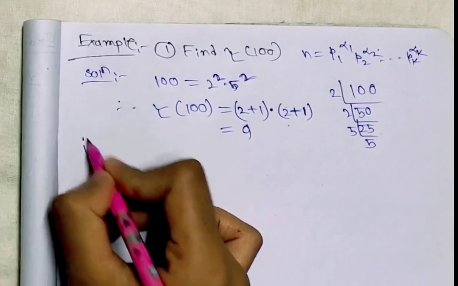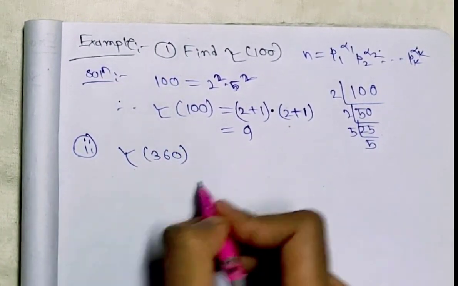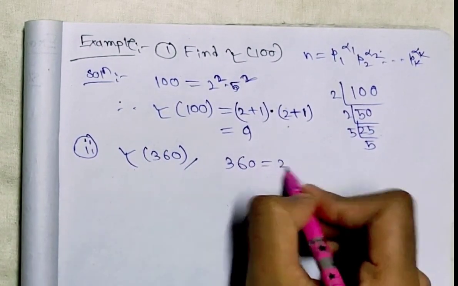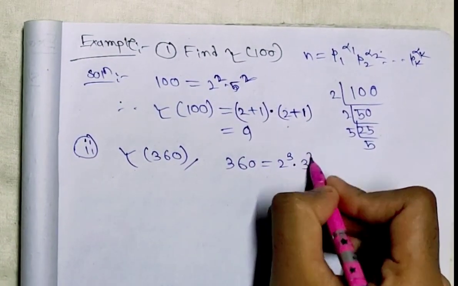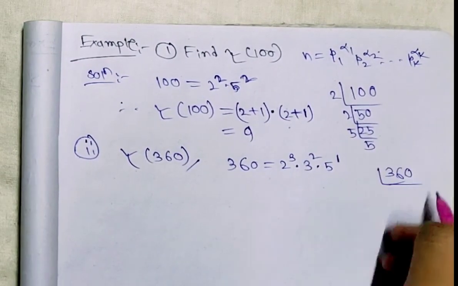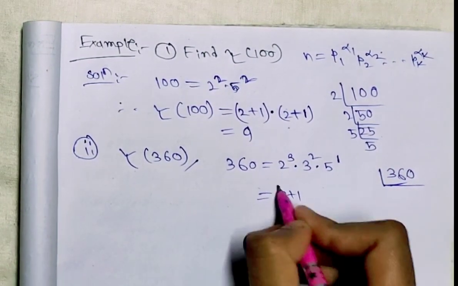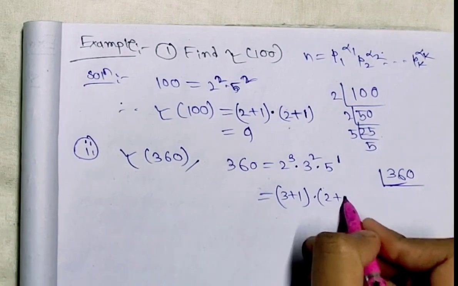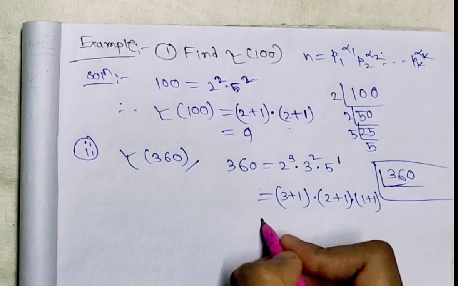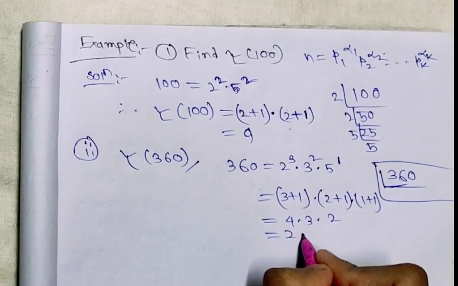Now the second one is tau of 360. Okay, now 360 equals 2 to the power 3, 3 to the power 2, 5 to the power 1. You can also do prime decomposition, आप करके देख सकते हैं. That is equal to 3 plus 1 into 2 plus 1 into 1 plus 1. Okay, this is equal to 4 into 3 into 2, that is 24.